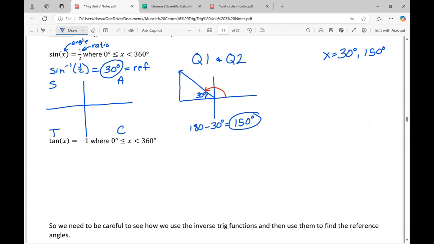So you can see the way that we're going to be doing this is finding a reference angle, using All Students Take Calculus to figure out our quadrants, and then using that reference angle to find our final answers. Let's try another one.